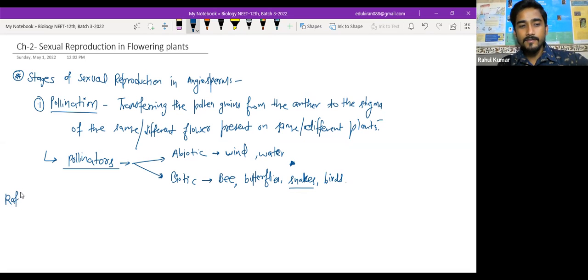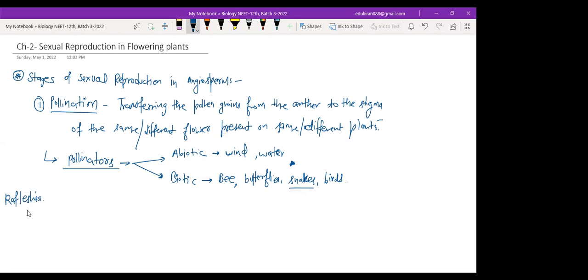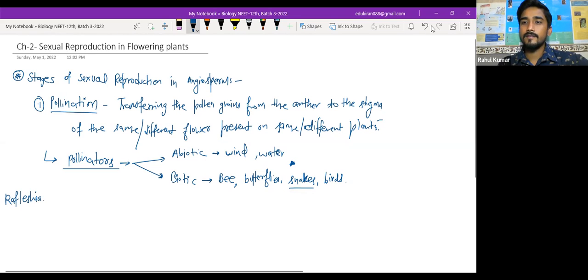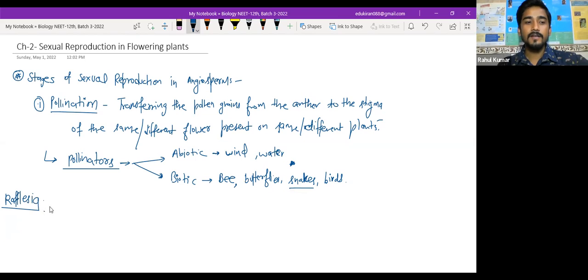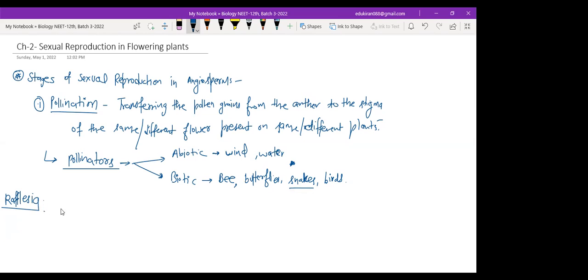Rafflesia? S-I-A. Yes. Okay. Sir, it is double F. Okay. Yes. So this is the flower. And you know how big it is? Because Fatima just figured it out. Fatima, would you like to tell something about Rafflesia?